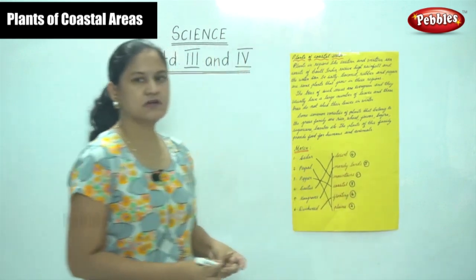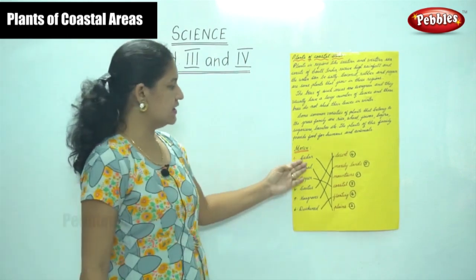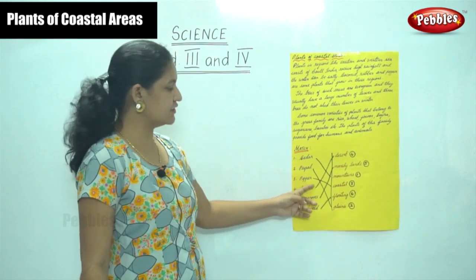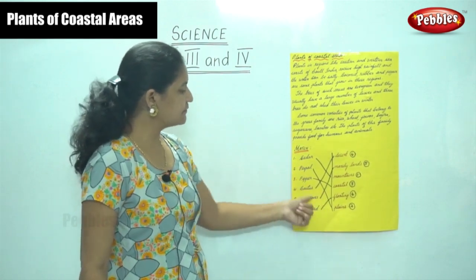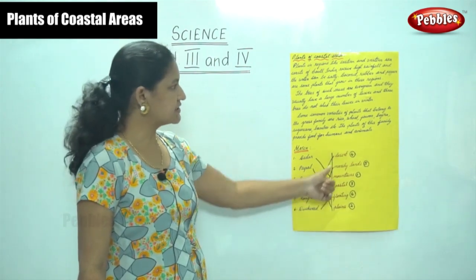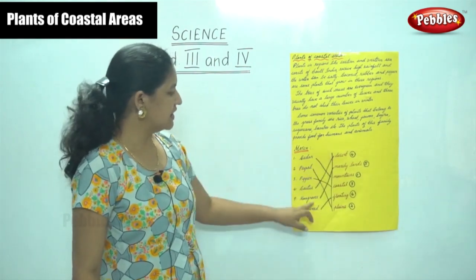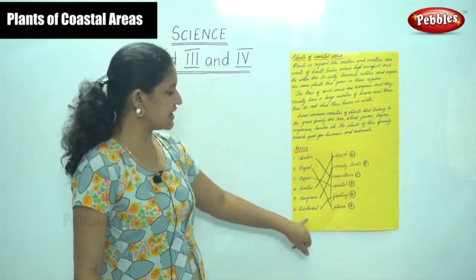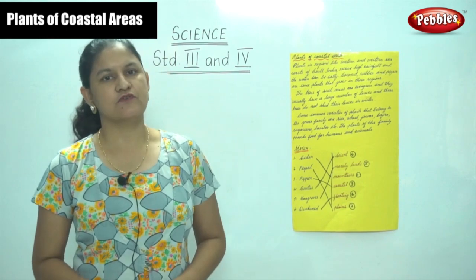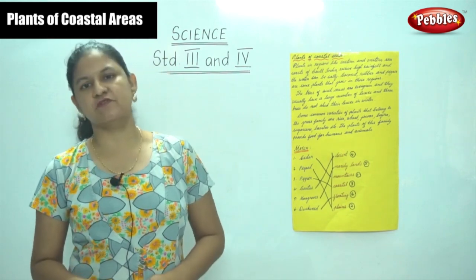So this is your match. Cedar are plants that grow in the mountains. Peepal are trees that grow in the plains. Pepper grows in the coastal areas, cactus grows in the desert, mangroves in marshy lands, and duckweed are floating. So these are the matches of the various topics that we have learned so far.